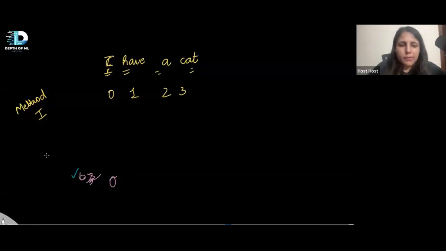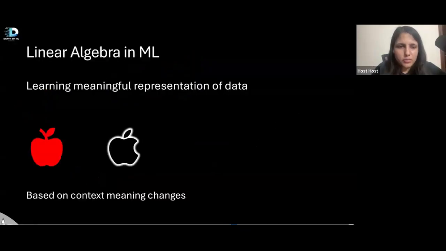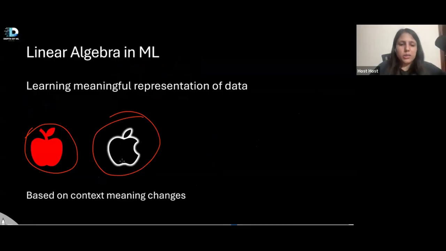For example, if I have to talk about apple, like this apple, and actually I have it in front of me here. If you understand the difference between this apple and this apple, how does my machine understand that there's a difference? It has to basically learn some context, right? And that's also where linear algebra is used in learning these meaningful representations.